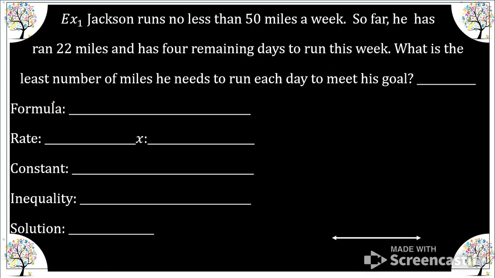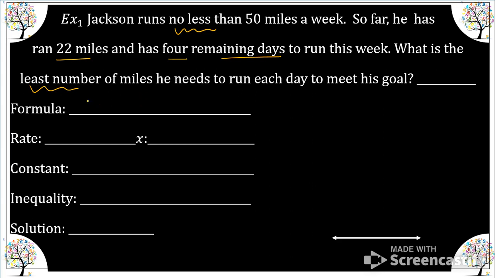Jackson runs no less than 50 miles a week. So no less is going to help us establish which inequality symbol. So far, he has ran 22 miles and has 4 remaining days to run this week. What is the least number of miles he needs to run each day to meet his goal?